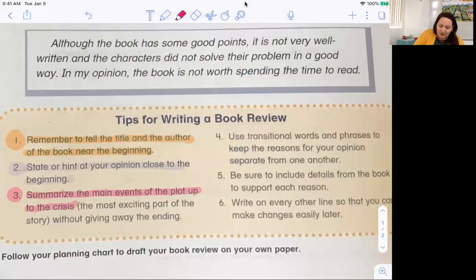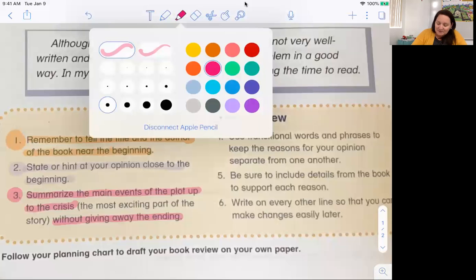Number 3, summarize the main events of the plot up to the crisis, the most exciting part of the story, without giving away the ending. Remember, you don't want to tell the ending of the story. That's when you want to say, read the book to find out, right? And you're going to use the main events that you had yesterday in the planning stage. If you've done it correctly, you've done your main points. You've done a reason why for each of those main points. So this should be so easy for you to write today.